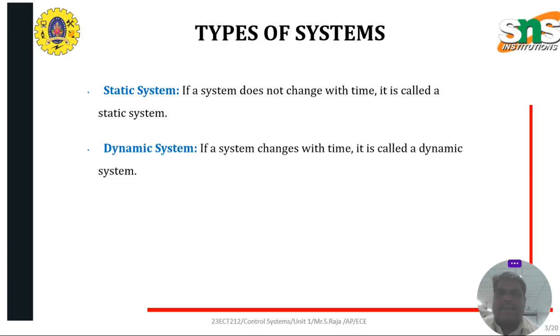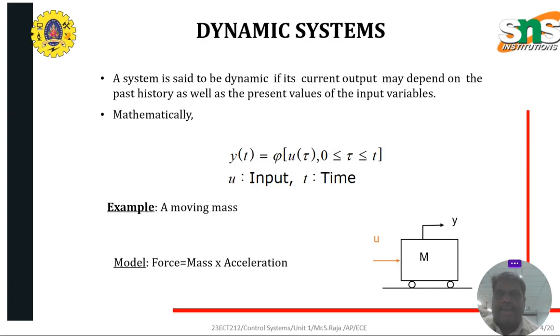If a system doesn't change with time, it is called a static system. That is, it is permanent or rigid. The next one is the dynamic system. If a system changes with time, it is called a dynamic system. This is a variable or movable system. So in general, a system is classified into two types: static system and dynamic system.